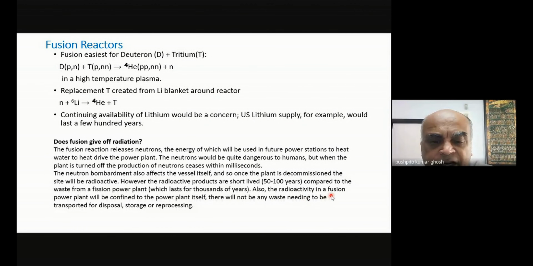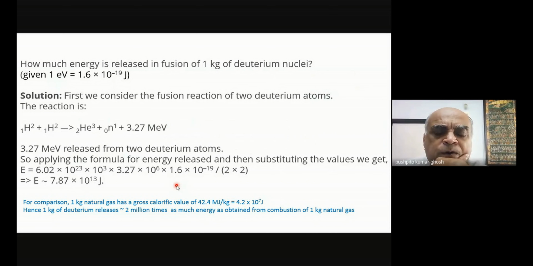Also, the radioactivity in a fusion power plant will be confined to the power plant itself. There will not be any waste needing to be transported for disposal, storage, or reprocessing. So there will be small amounts of problems because of the neutron, but it should be a much safer thing than basically fission.